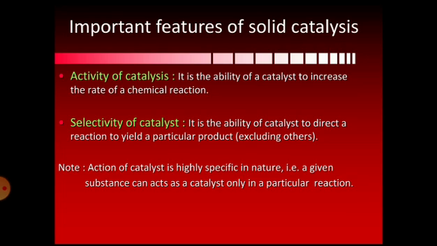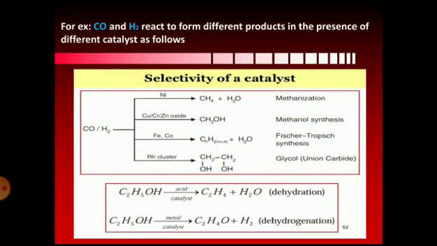So please make a note. The action of a catalyst is highly specific in nature. That is, a given substance can act as a catalyst only in a particular reaction. So that is very important. Some catalysts become active only in a particular reaction. That is called the selectivity of a catalyst. For example, carbon monoxide and hydrogen react to form different products in the presence of different catalysts, as follows.